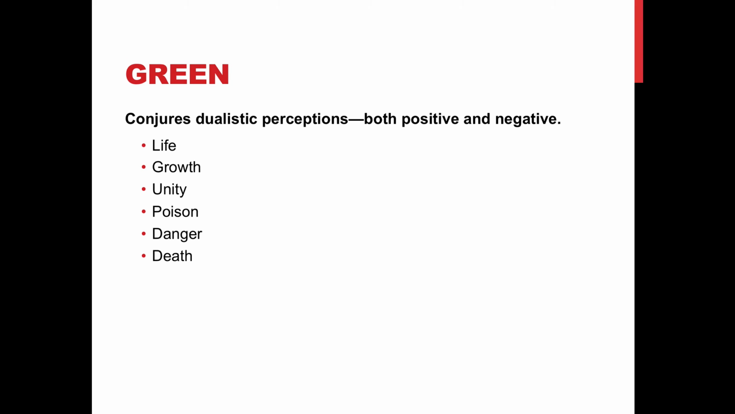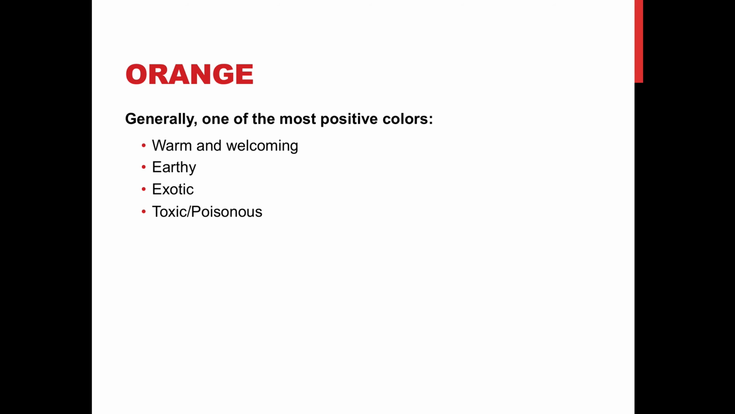Green is similarly kind of dualistic. It's both positive and negative. There's certain green things like ooze or some kind of chemical that could kill you, but also trees are green, and while not in Lubbock, most of the time grass is green, and so it can have feelings of life and growth and all of that.